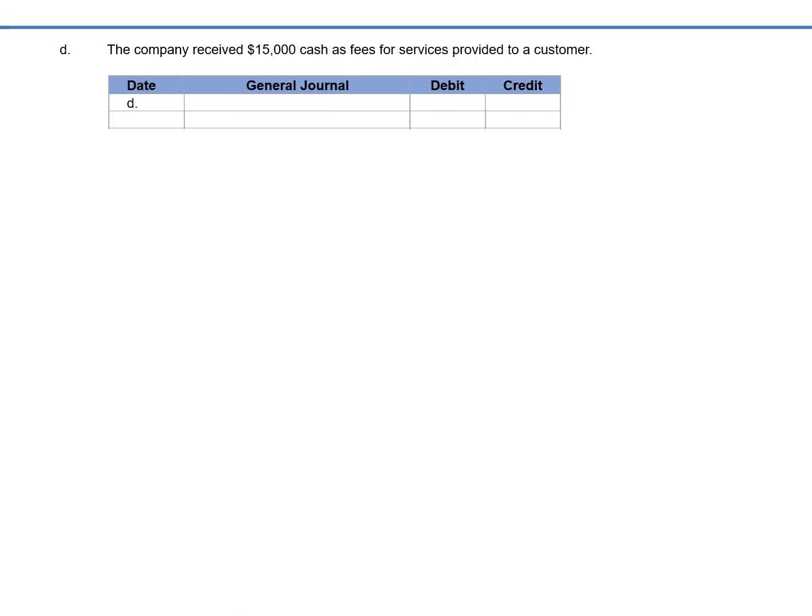Then in transaction D, the company received $15,000 cash as fees for services provided to a customer. So what two accounts are affected? Cash and then fees for services, right? So our cash is going up. We received cash from our customer, right? So we're going to debit cash because cash is an asset, and in order to increase assets, we debit. And then we're going to recognize fee revenue or fees earned for $15,000. Revenue to increase, you credit.